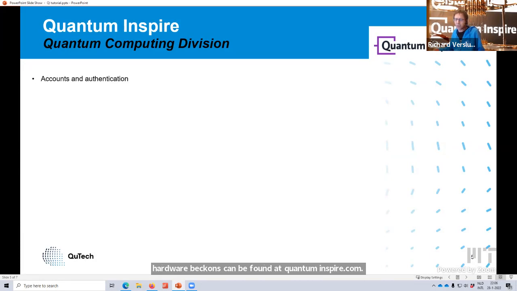How do you work with Quantum Inspire? Well, first of all, you need to have an account on Quantum Inspire to be able to access the hardware backends. You can access the system without having an account, but then you're only able to use a small version of our emulator for testing purposes.